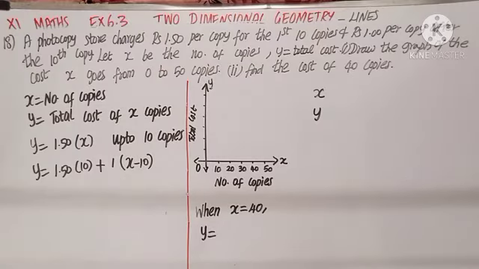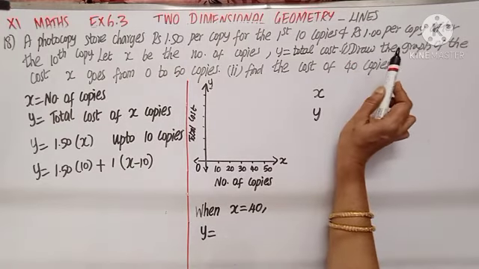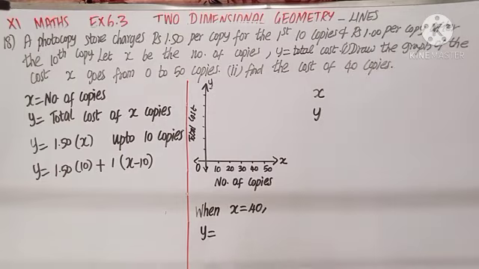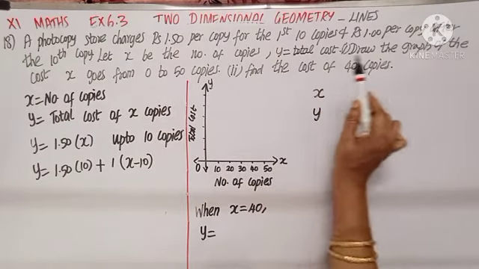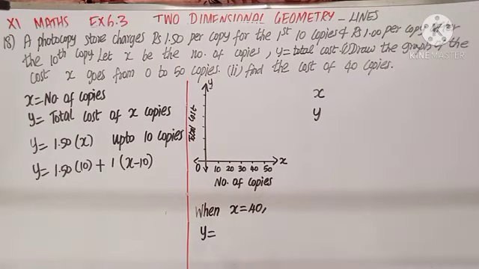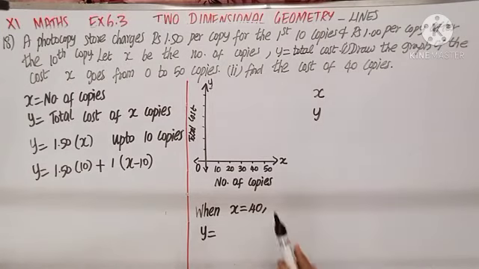Question number 18. A photocopy store charges rupees 1.50 per copy for the first 10 copies and rupee 1 per copy after the 10th copy. X be the number of copies and Y be the total cost. Draw the graph of the cost as X goes from 0 to 50. Find the cost of 40 copies.